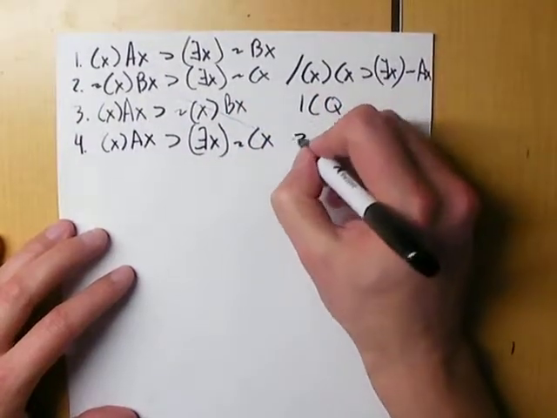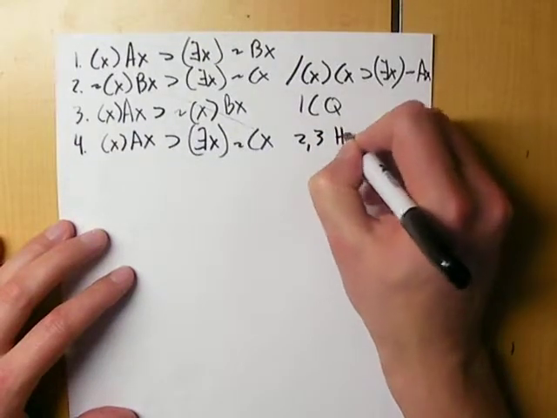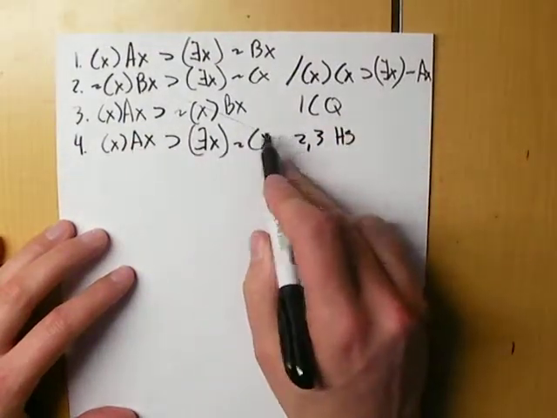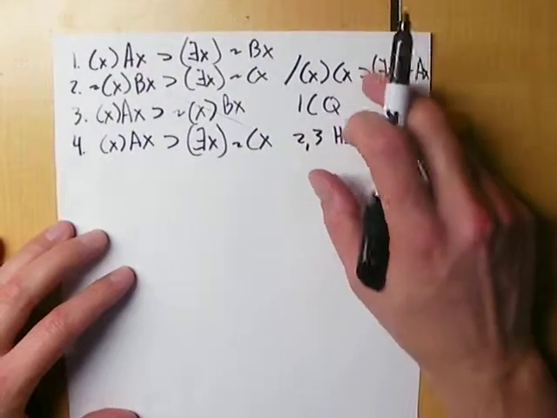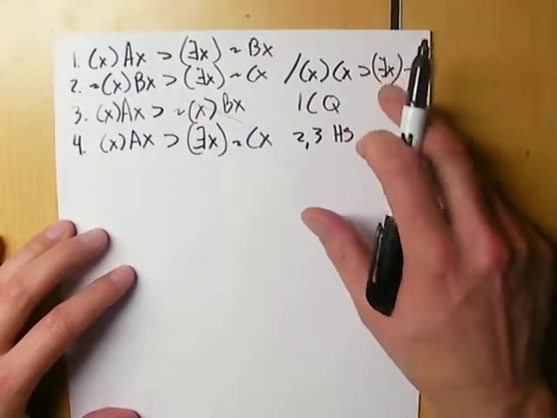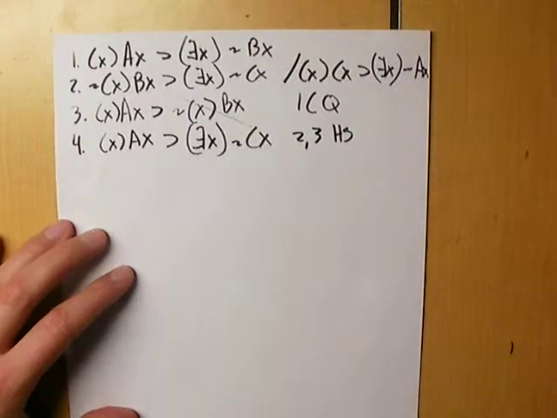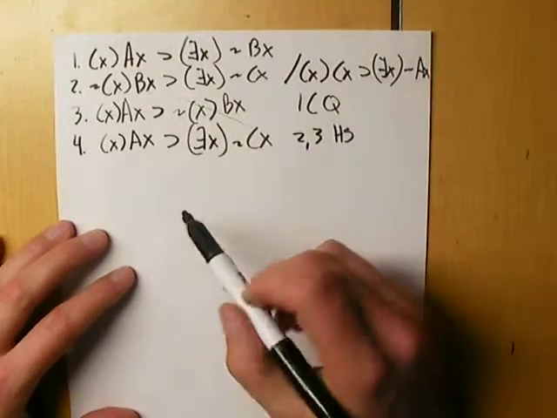So there we go. 2 and 3 HS. Now we've got the A and the C respectively together in the same line. And that's exactly what we want for our conclusion. Don't lose sight of the end goal. These problems are teleological in nature.